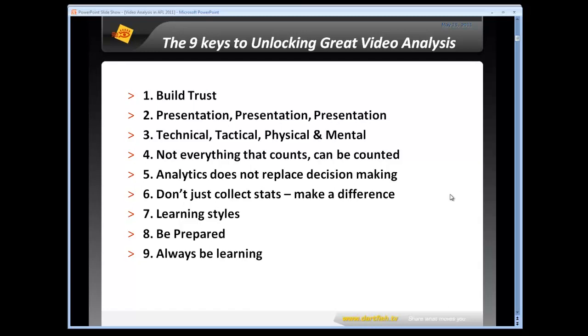Are they all together? And number nine, this is really important, and I'm sure the coaches out there already know this, Jono and Lenny: always be learning. Go to blogs, go to conferences, read some books, contact people who are doing video analysis well, and always be learning what they're doing and how they're doing it.